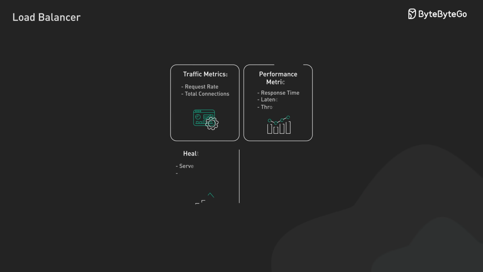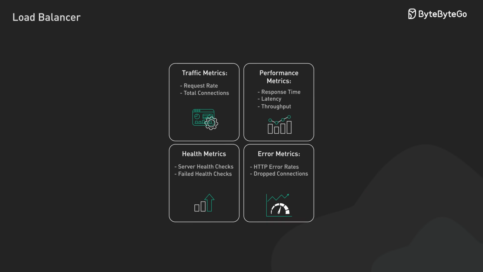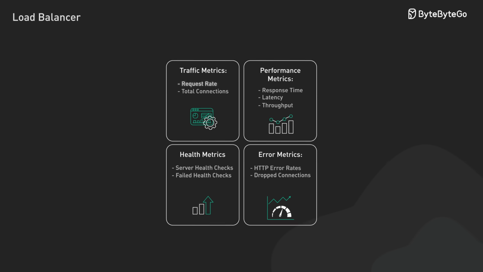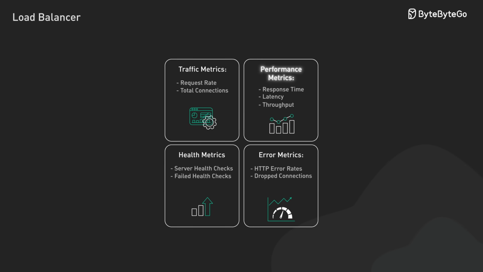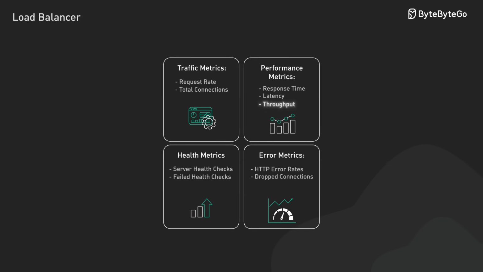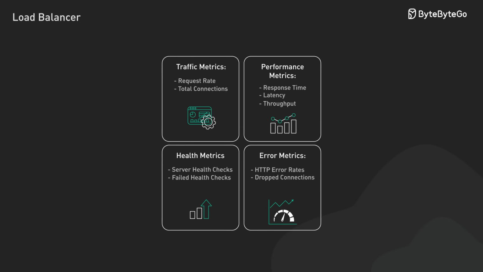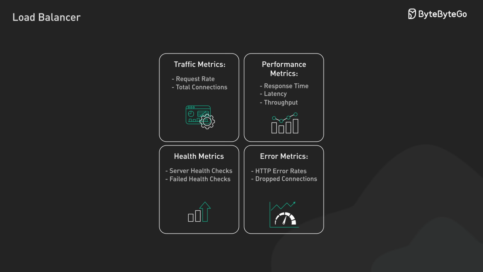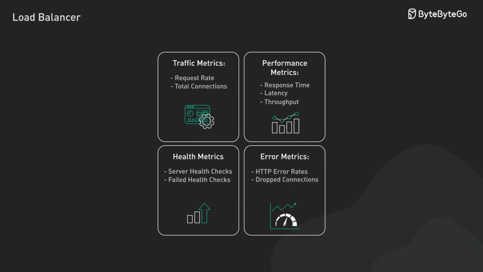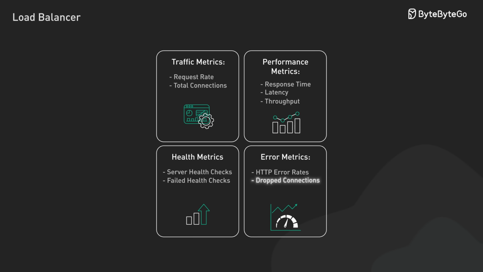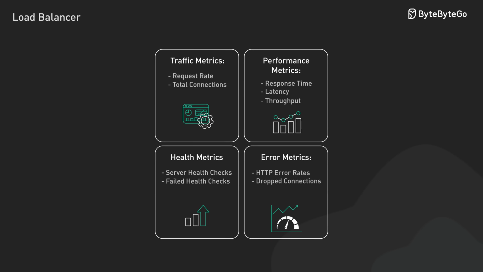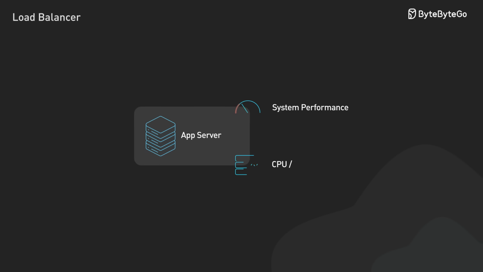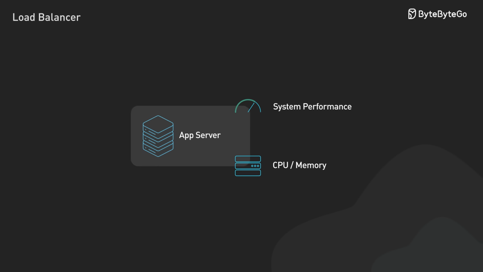Load balancers provide vital metrics for monitoring system health and performance. Traffic metrics provide insight into traffic volumes through request rates and total connections. Performance metrics such as response time, latency, and throughput help us evaluate user experience. Health metrics, including server health checks and their failure rates, alert us to backend server issues. Finally, error metrics like HTTP error rates and dropped connections help us identify potential connectivity problems. Together, these metrics give us a comprehensive view of our system's health and availability.